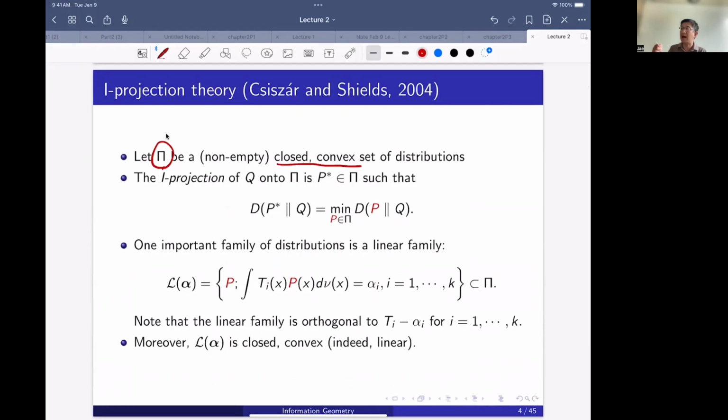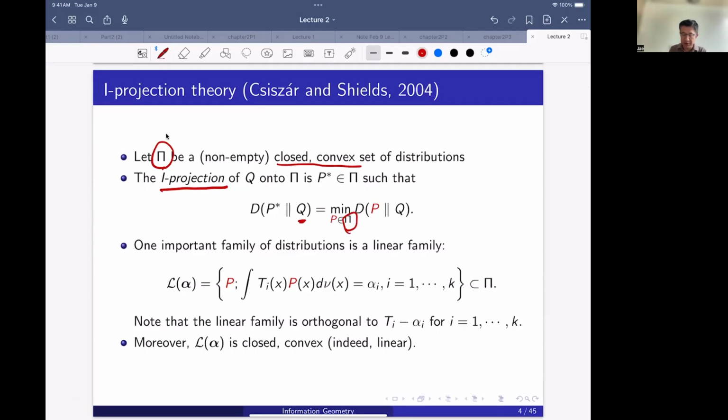Last time, actually, I made a mistake. I incorrectly stated that this is the M projection, but it turns out that the literature uses I projection, so we'll follow the convention. So this is the I projection, the information projection, of this Q onto the space.